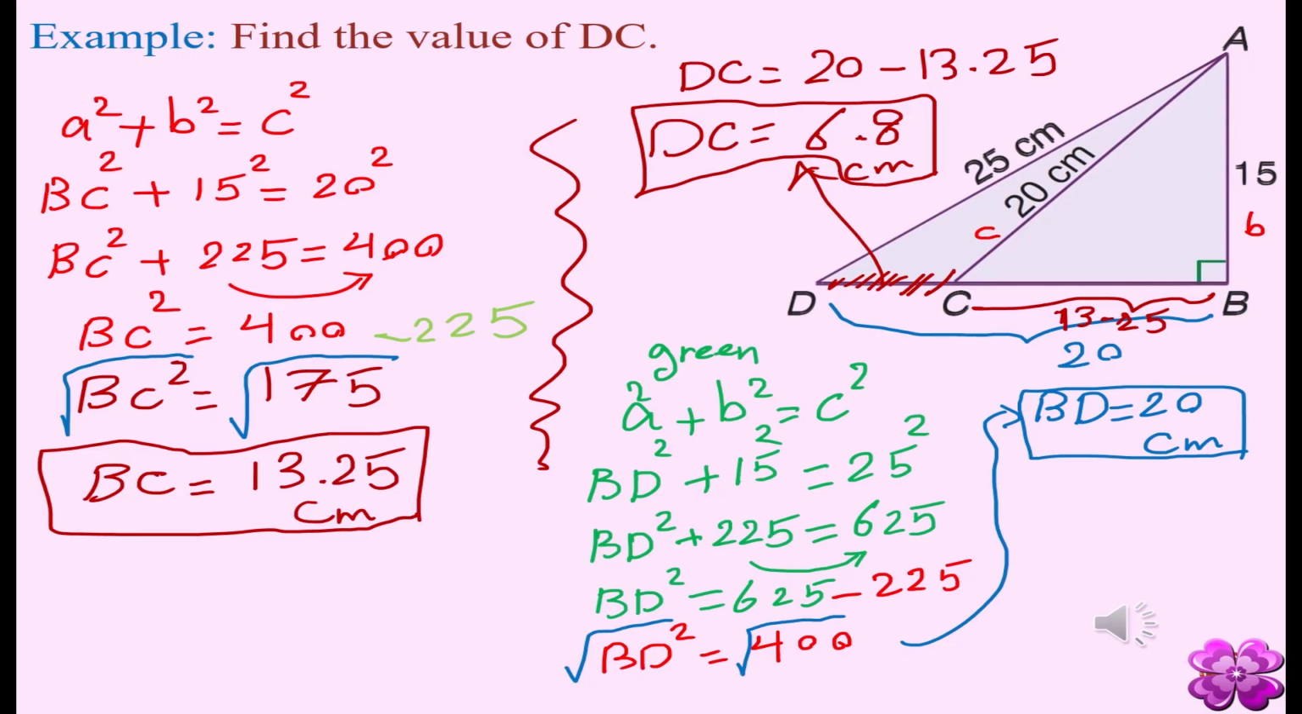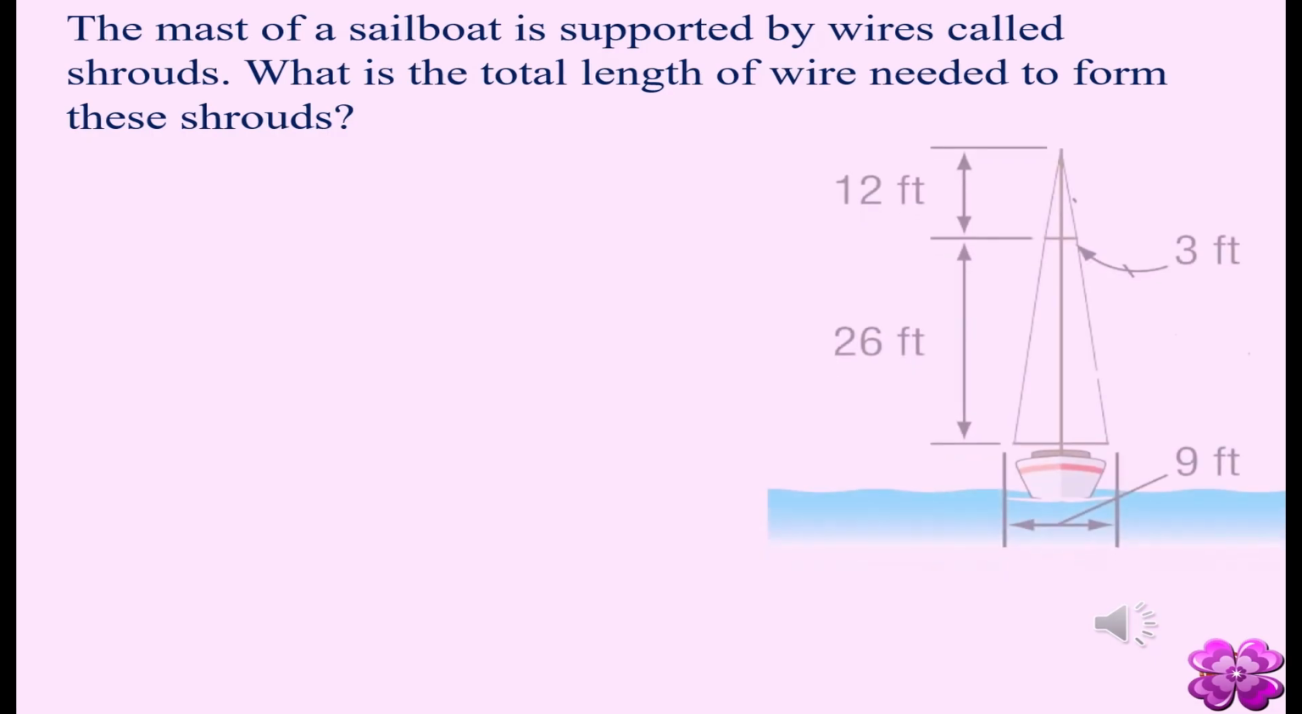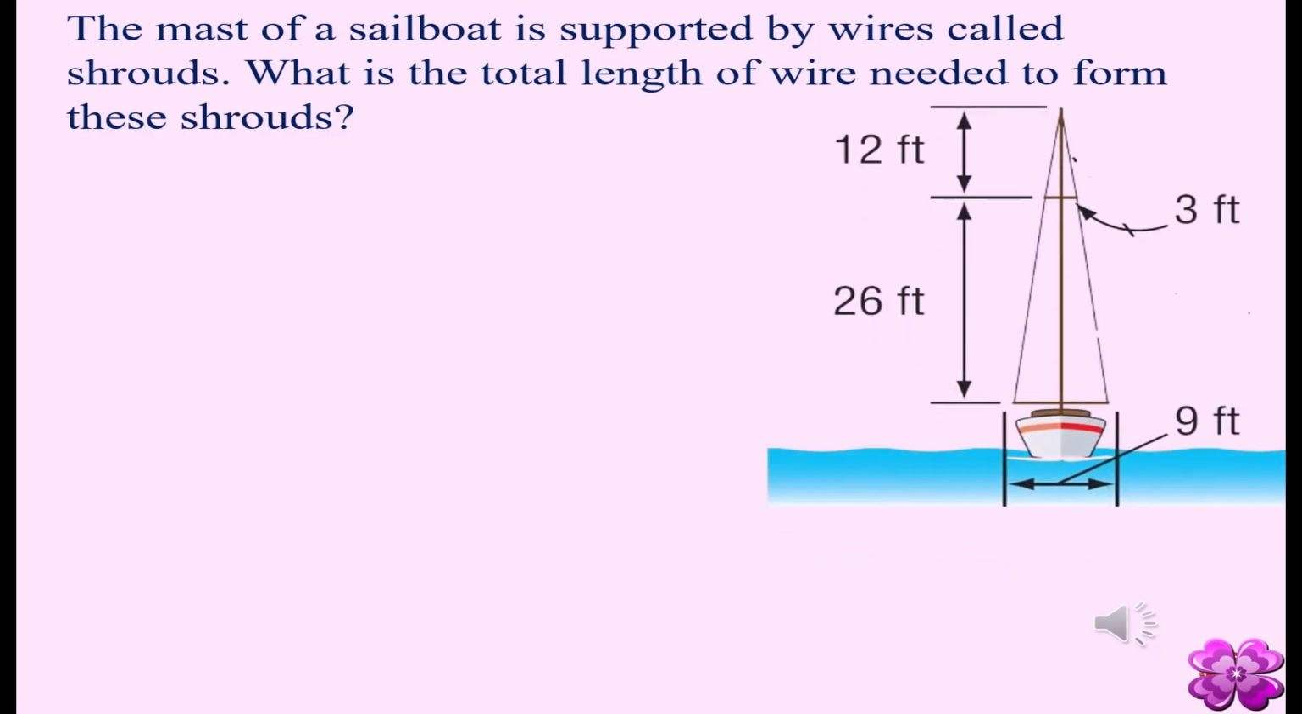It's easy, yes? A word problem. The mast of a sailboat is supported by wires called shrouds, like in this figure. So, therefore, shrouds are this length and this length. The question is asking, what is the total length of wire needed to form these shrouds? As you see, these shrouds are located in right angle triangles. We have two narrow right angle triangles, one on the right and one on the left.